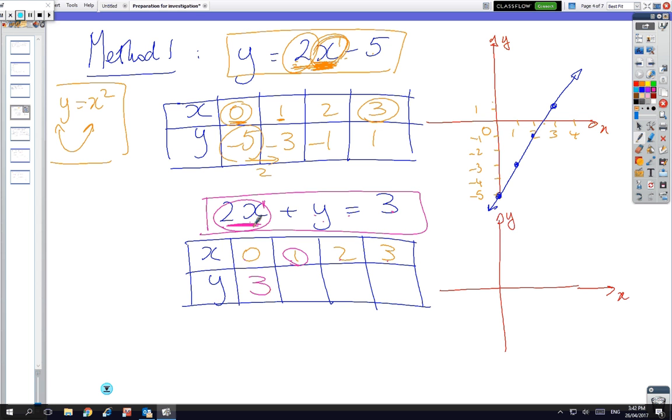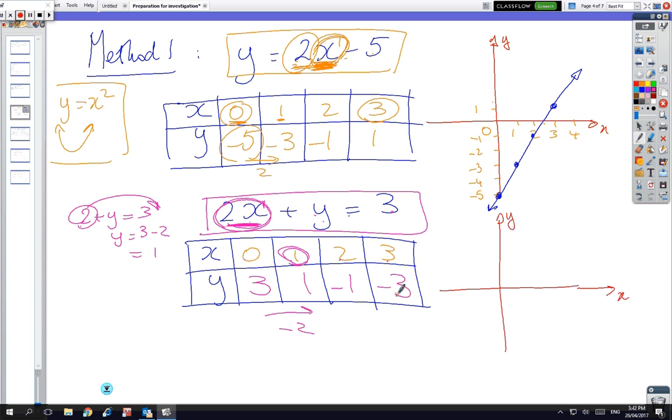Next one is a 1. So 2 times 1 is 2. It says 2x plus y, so 2 plus y equals 3. Then take the 2 across, and so y equals 3 minus 2, which equals 1. So you can see that it's going down in 2s, so then we don't have to do any more calculations. Okay?